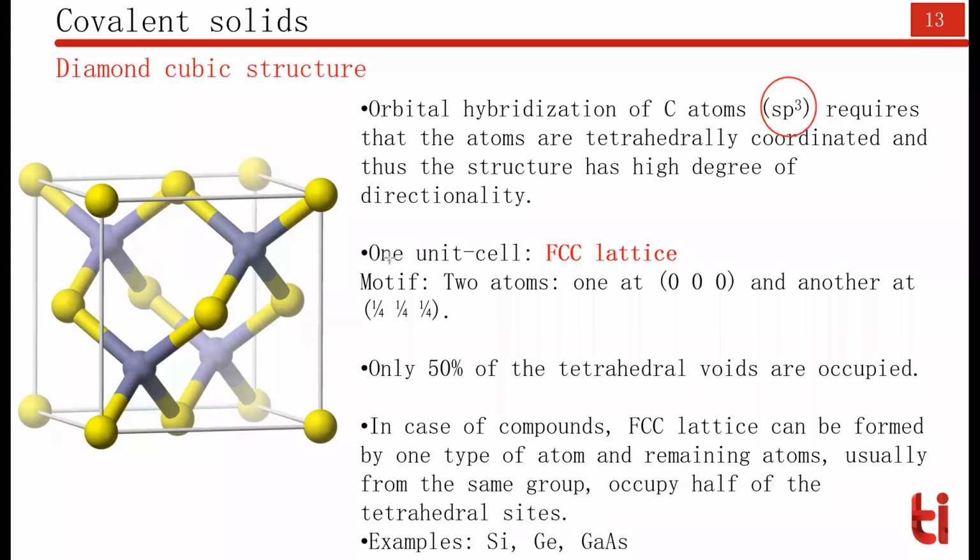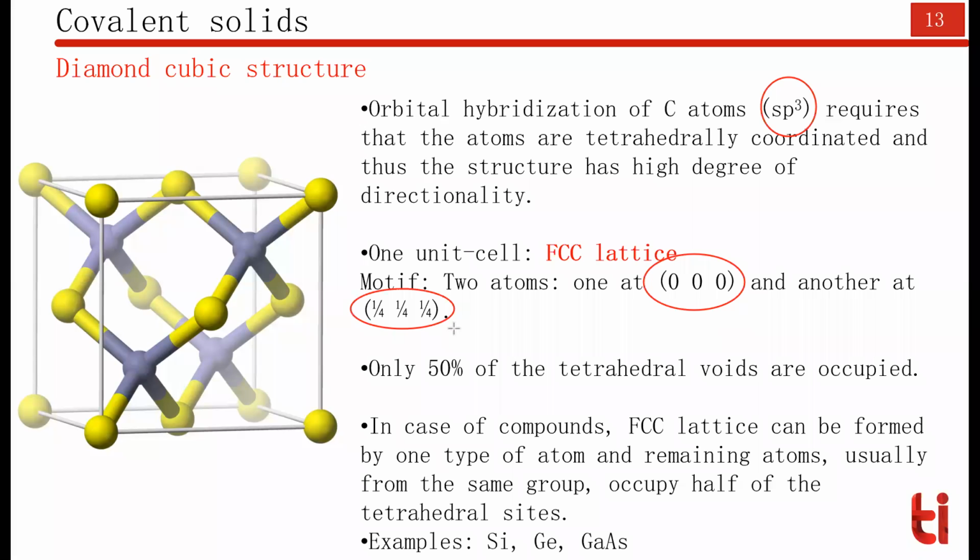Whenever you have an atom occupying the lattice positions, we refer to its motif as being at the 0, 0, 0 site, because the 0, 0, 0 site means the atom is sitting at the lattice point. And the other type of atom is at the tetrahedral site. With reference to the lattice site, the tetrahedral site is at 1 by 4, 1 by 4, 1 by 4. So your motif coordinates are 0, 0, 0 or 1 by 4, 1 by 4, 1 by 4.